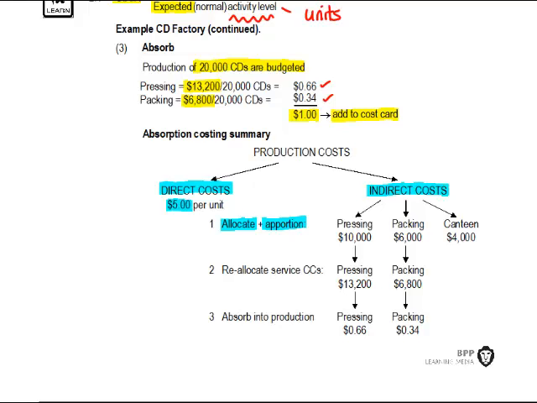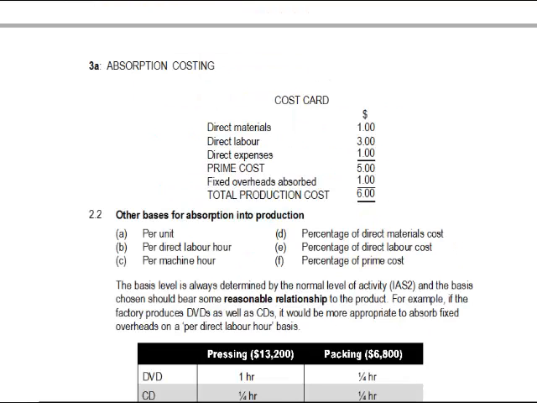Once we've got all of the costs in all of our cost centres, we're then going to reallocate and reapportion our service cost centres to the production cost centres. And eventually we absorbed those into the cost units. And we ended up with our costs of our CD for each of the cost centres there. So our cost card now, we can fill in the bit that was missing before, and our total production cost comes out at $6 for each CD.